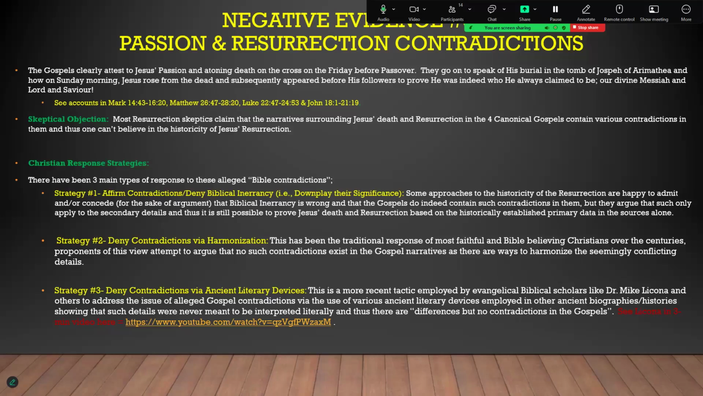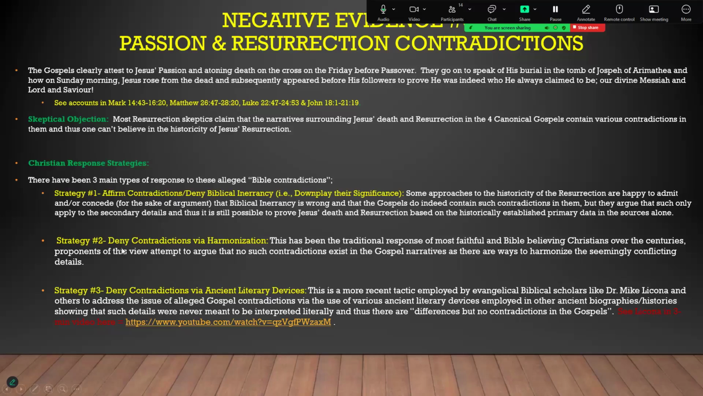You can downplay the significance. You can admit to the skeptic and say, "Great, you know what? I'm going to grant for the sake of argument that there are contradictions, but so what? That doesn't mean the resurrection didn't happen," right? Because I pointed to the example of the Titanic. There were contradictions. Did it break in half or not? But nobody denies the Titanic. Exactly. So that's the first approach.